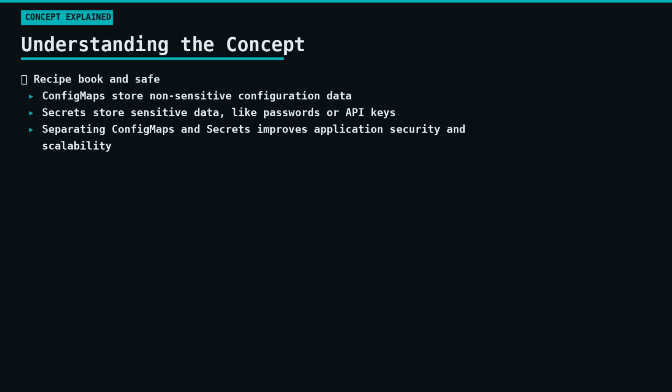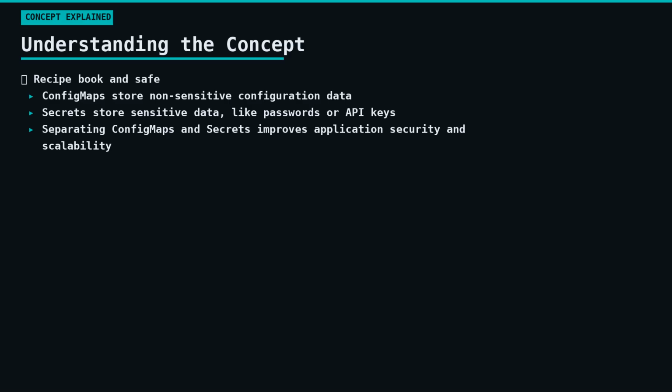We use config maps for non-sensitive data, like database URLs or port numbers, and secrets for sensitive data, like database passwords or SSL certificates. This separation helps keep your application secure and scalable.